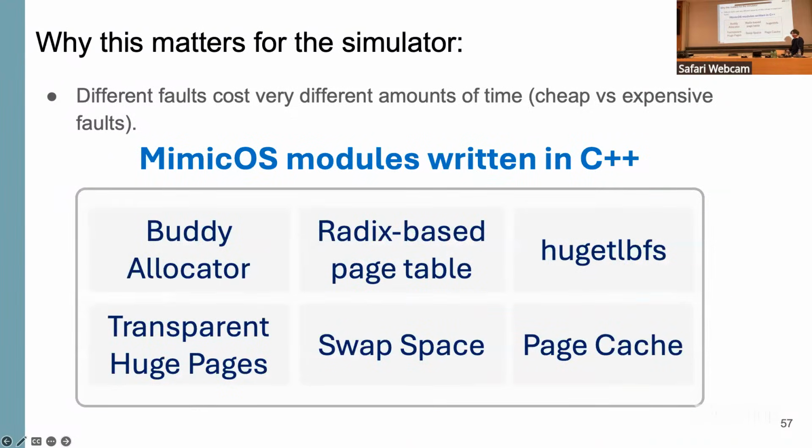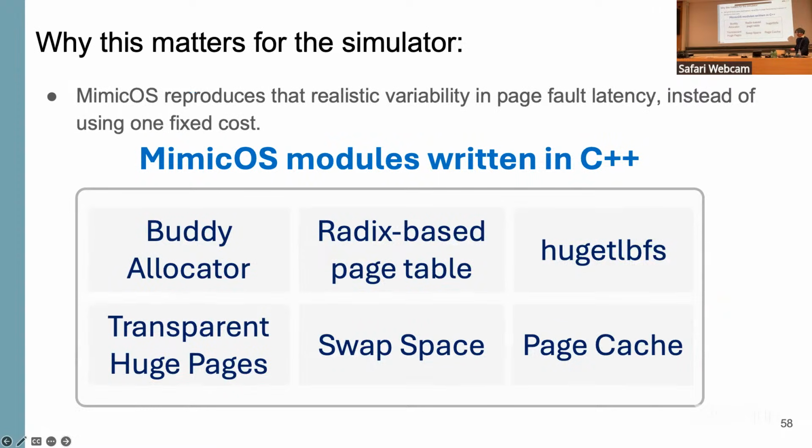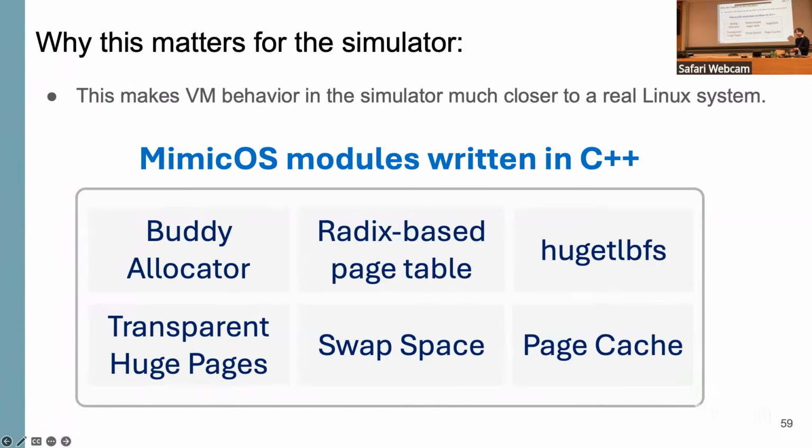So why does this matter for the simulator, you might ask? Well, different faults cost very different amounts of time, cheap versus expensive faults, right? Mimic OS reproduces that realistic variability of page fault latency instead of using one fixed cost. This is achieved through the interplay of different modules. And lastly, this makes VM behavior in the simulator much closer to a real Linux system.